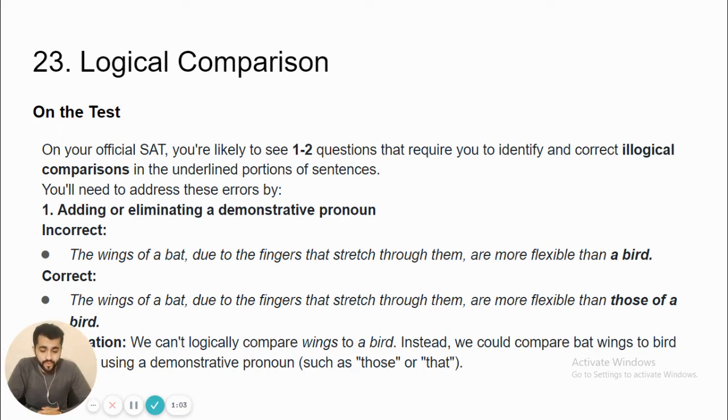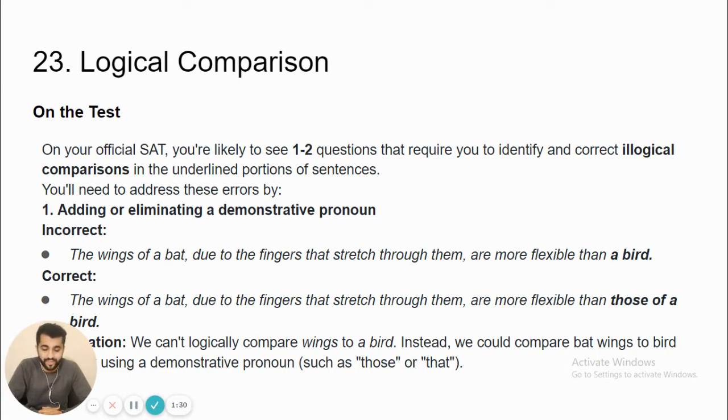So, the wings of a bat, due to fingers that stretch through them, are more flexible than a bird. Right? So, here in this sentence, the wings are being compared with a bird, right? So we can correct it by doing so. The wings of a bat, due to the fingers that stretch through them, are more flexible than those of a bird, right? So explanation is quite simple.